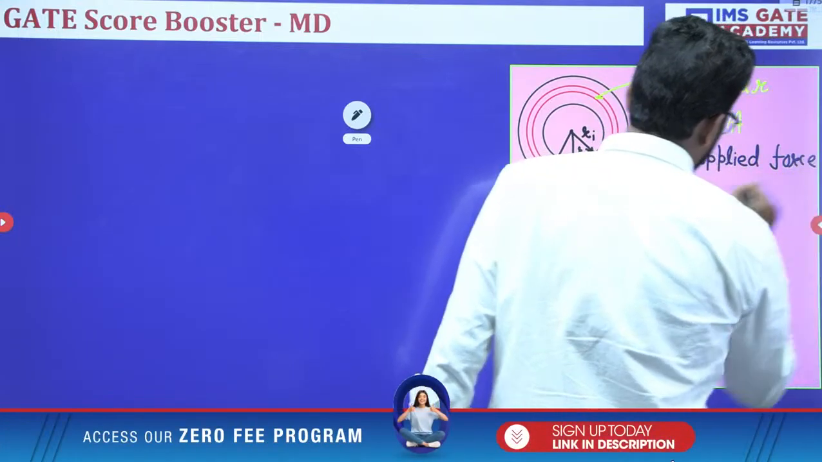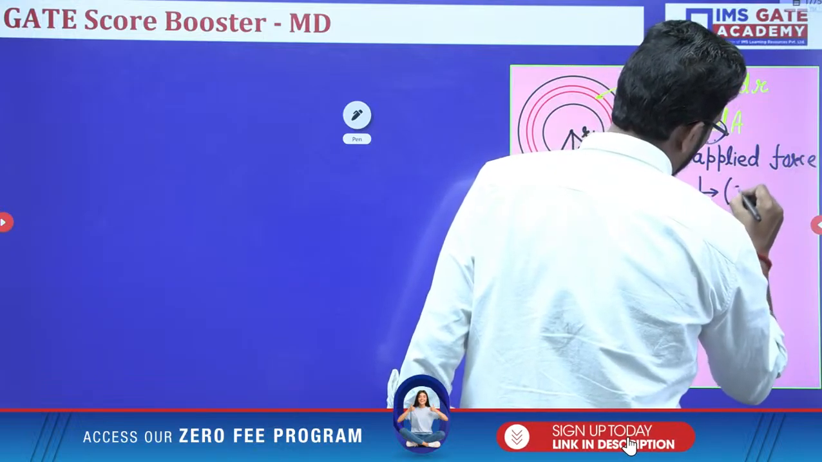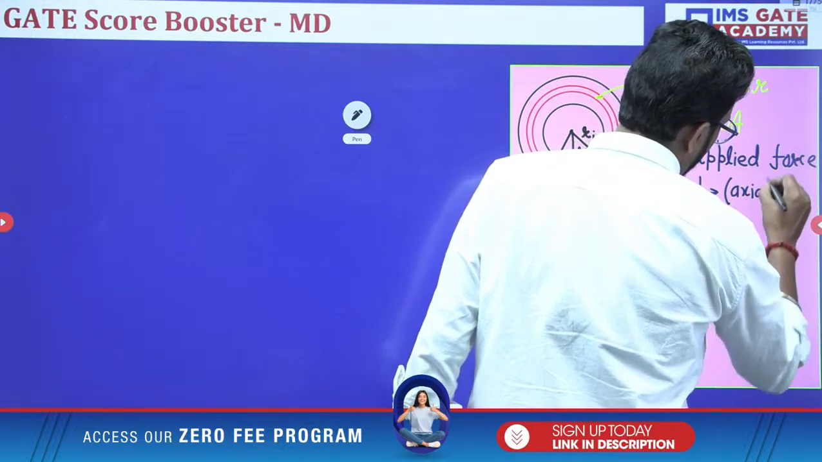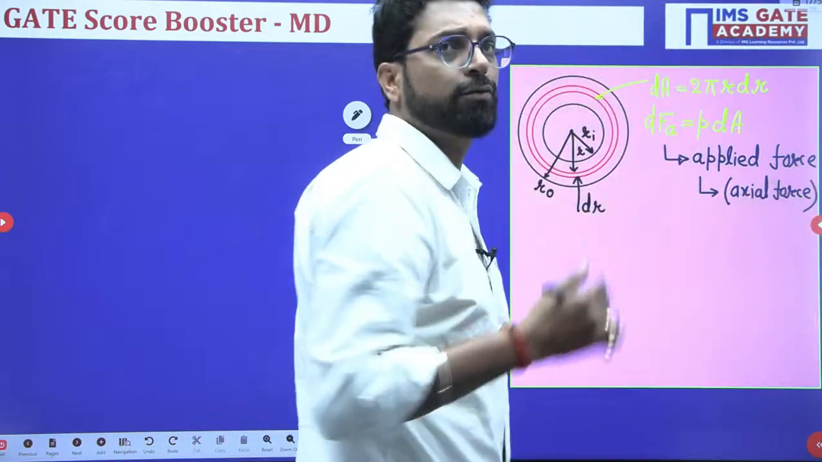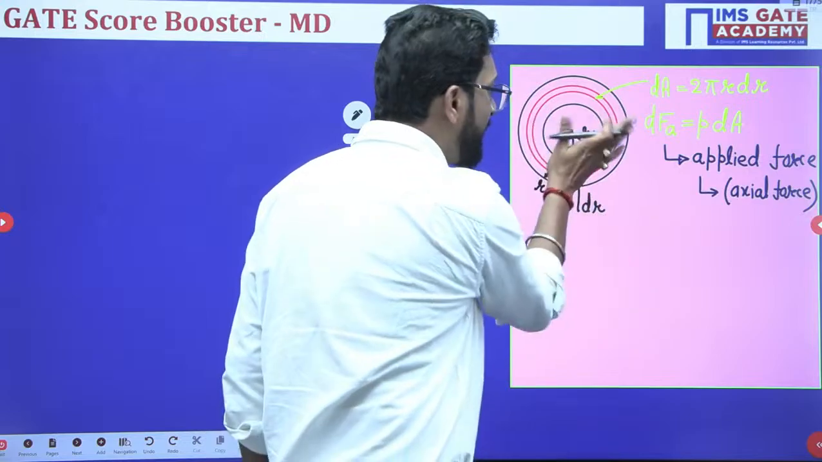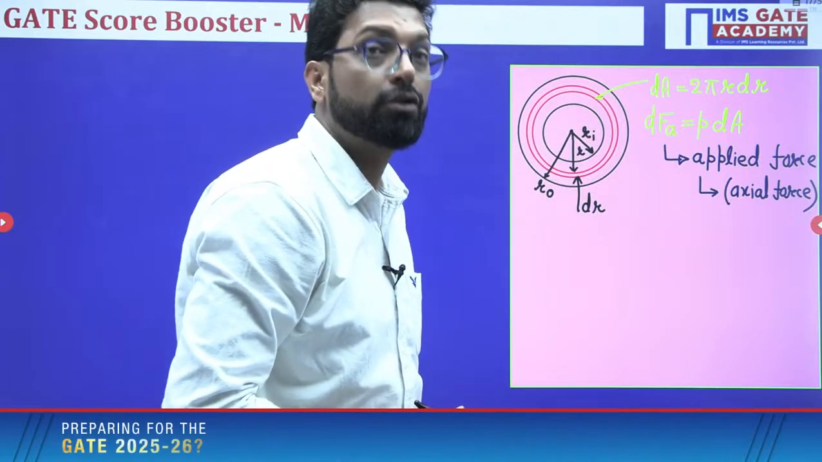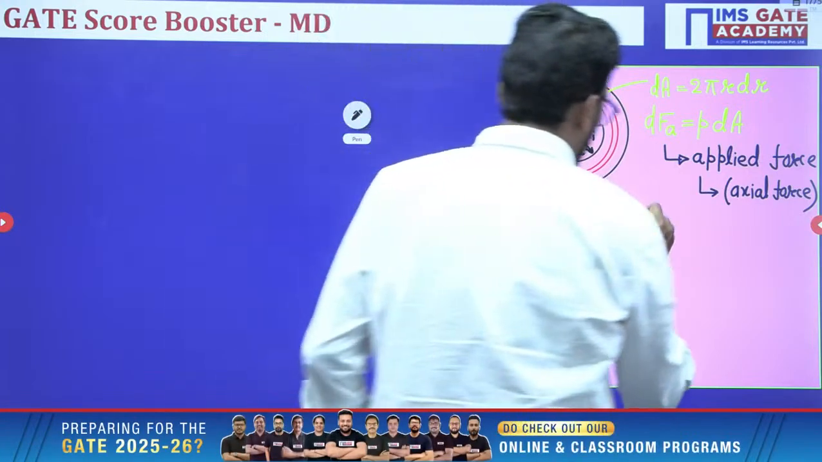Force, and this is your axial direction, axial force. Now, if you apply this force, there is a rubbing that will take place between the two clutch plates, so there must be a frictional force. So, what is the frictional force?